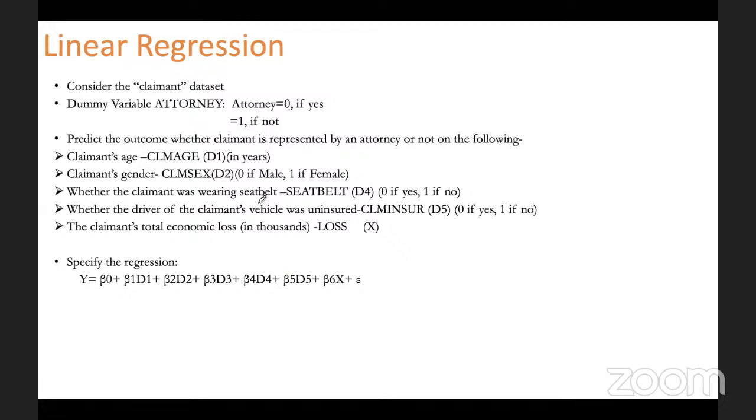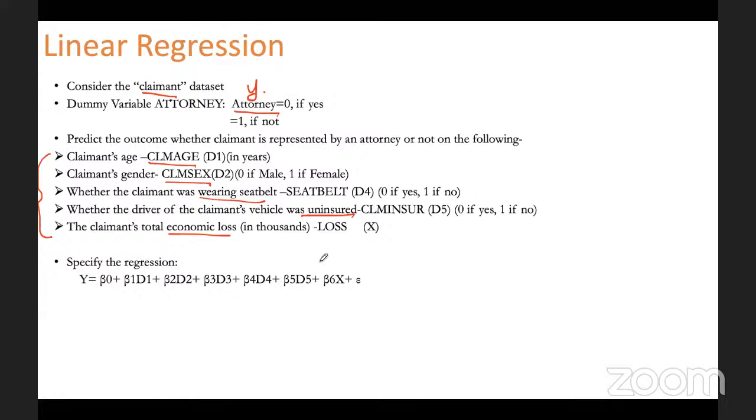Right. The data set that we are going to consider here is the claims data set. I'll show you the data set in a moment. The variables that we have here: attorney is one variable. This is the Y variable. Attorney is the Y variable. And these are all the other variables that we have: claimant age, claimant sex, whether the claimant was wearing a seat belt, insurance, uninsured, and economic loss. What is the total economic loss in that accident, right? So these are the different variables that we have in the data set.